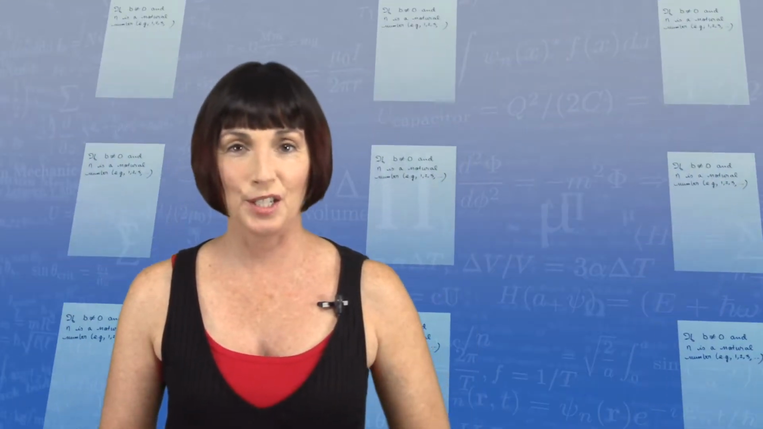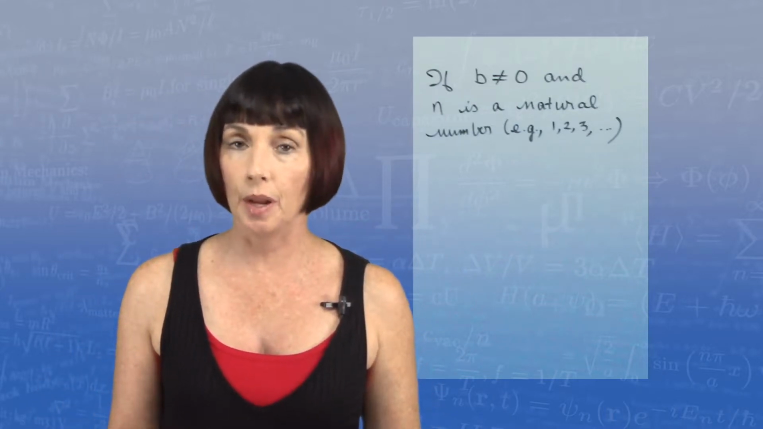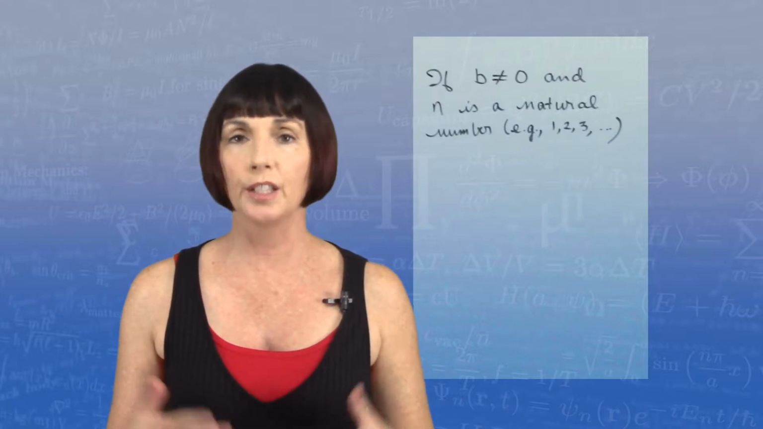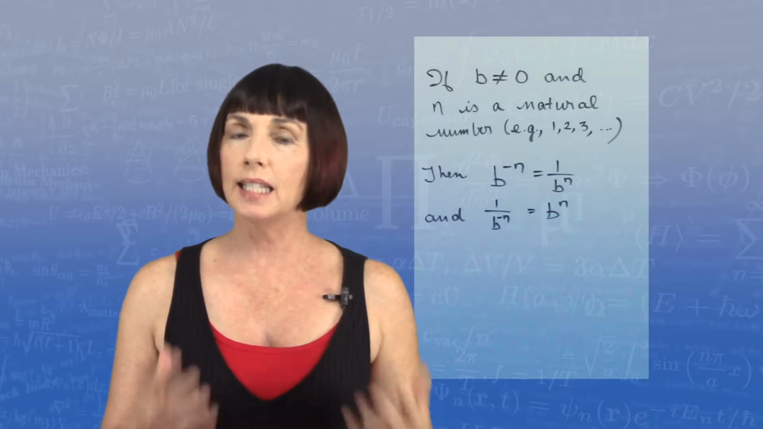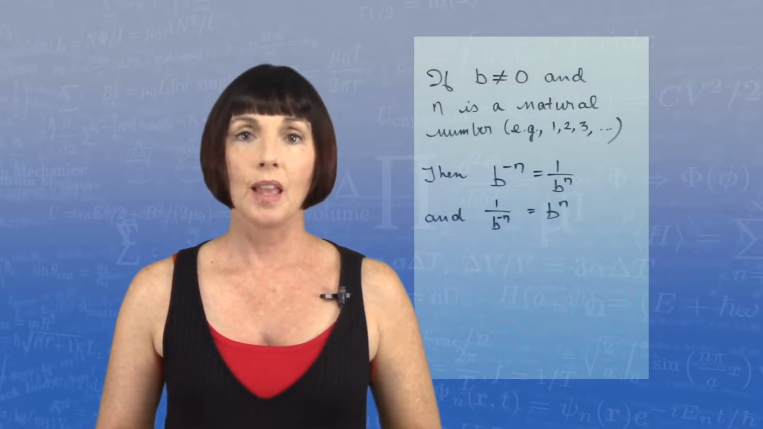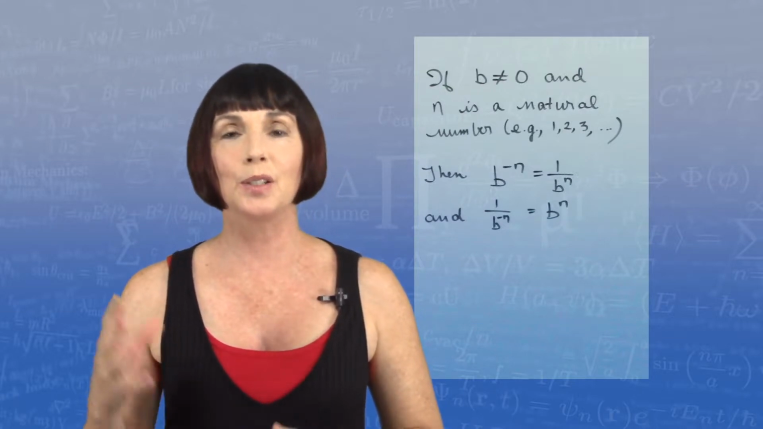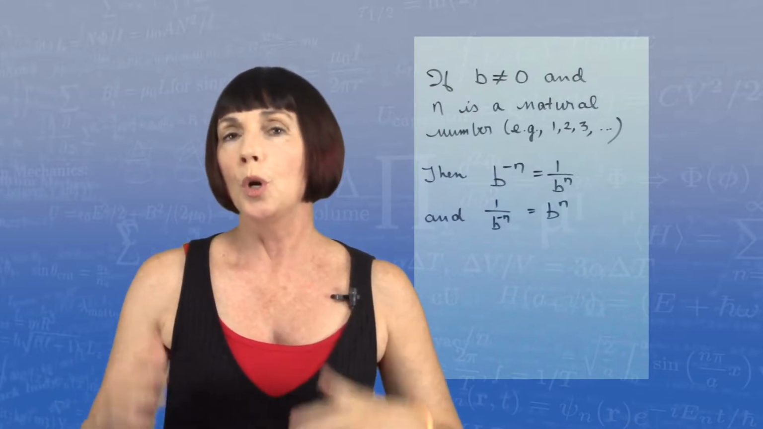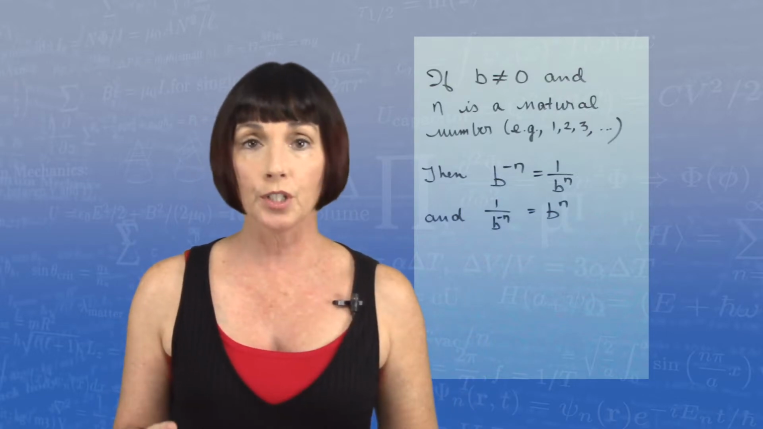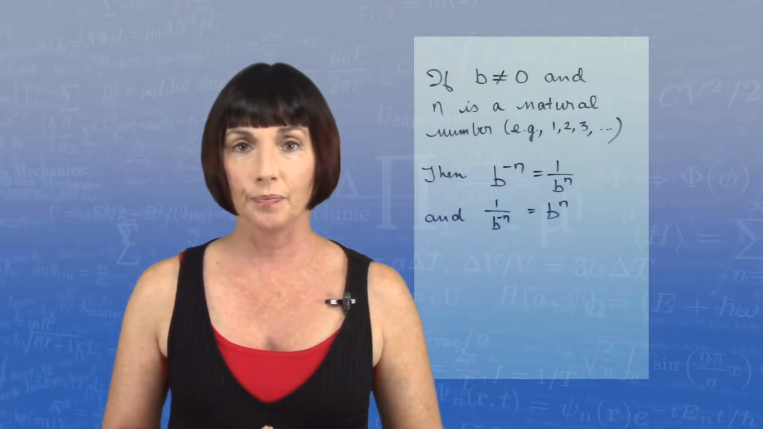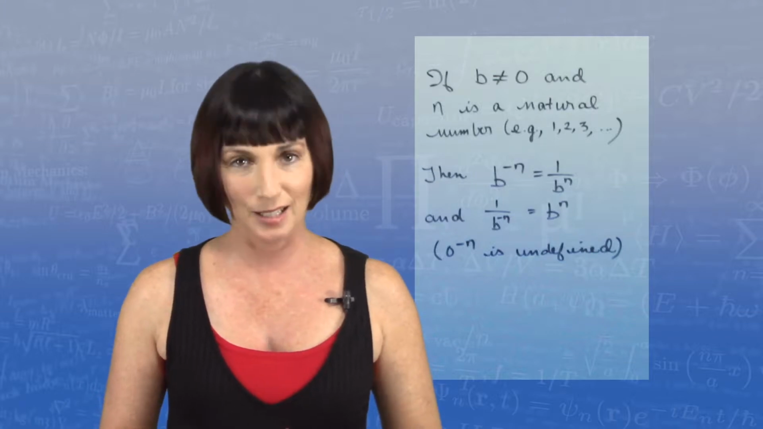Okay, here's another definition for you. If b is not equal to 0 and n is a natural number, so for example n is 1, 2, 3, etc., then b to the power of negative n is equal to 1 over b to the n. And 1 over b to the power of negative n is equal to b to the n. So when you move that negative exponent from the numerator to the denominator, or vice versa, the exponent becomes positive. Now, little caveat here, 0 to the power of negative n is undefined.